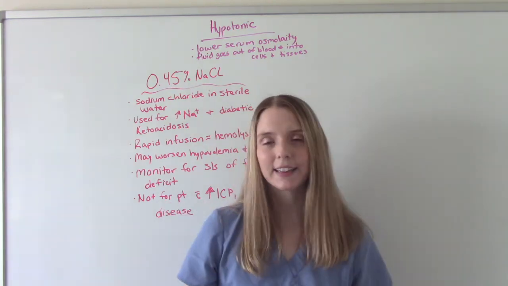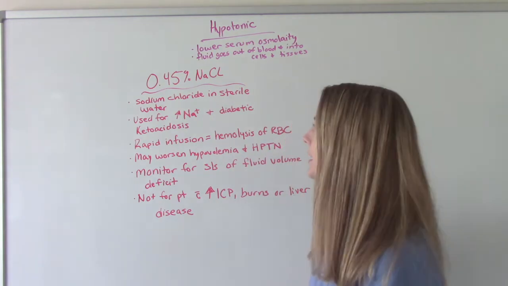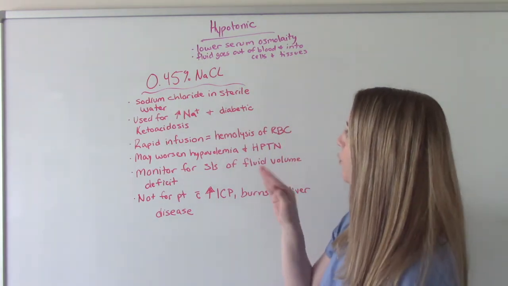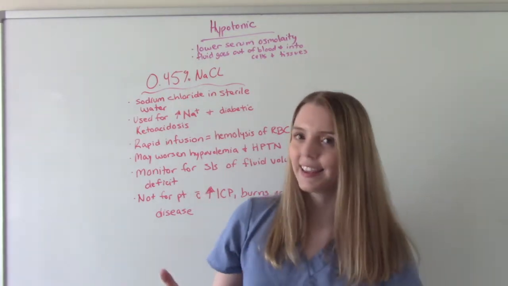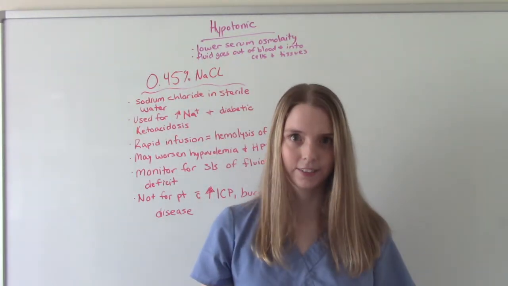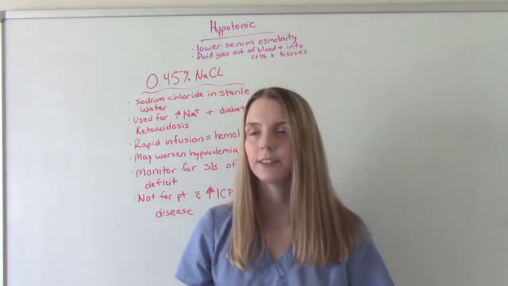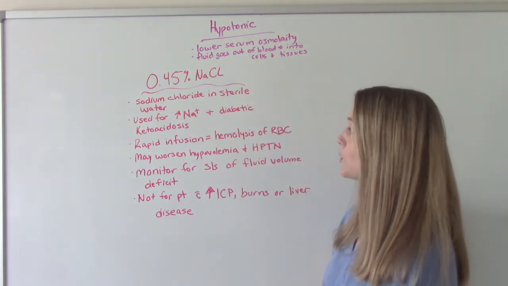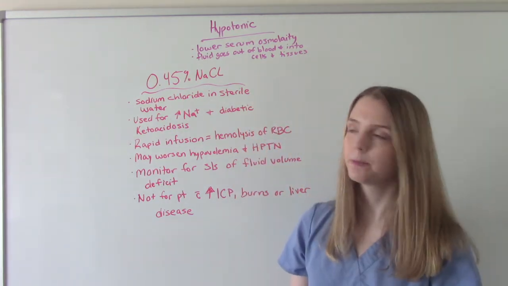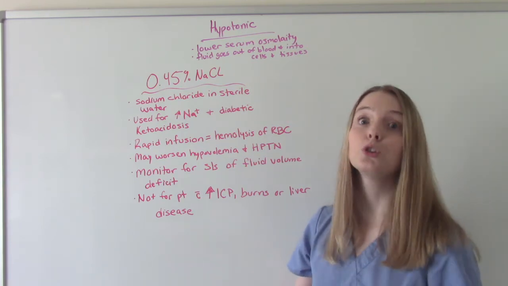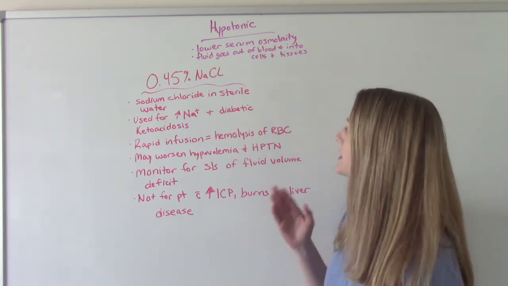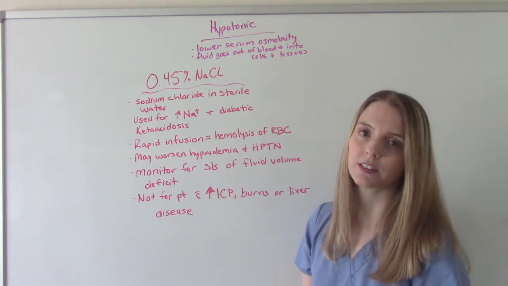The most commonly used one you will see is 0.45% sodium chloride, aka half normal saline. Okay, that's what it's called, half normal saline. This contains sodium chloride in sterile water. It's used for people who have hypernatremia, so too much salt, and then diabetic ketoacidosis.